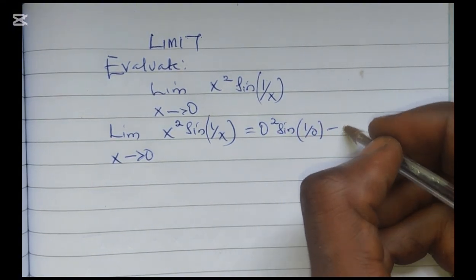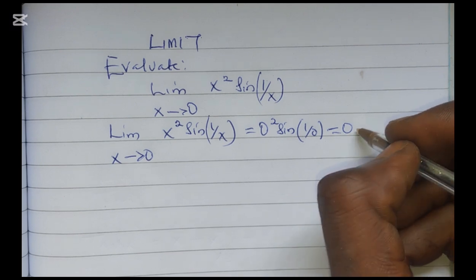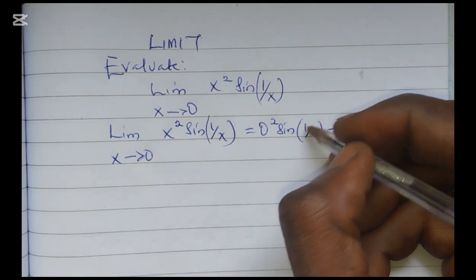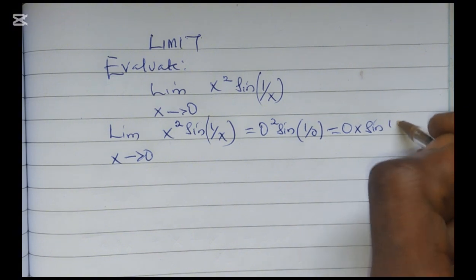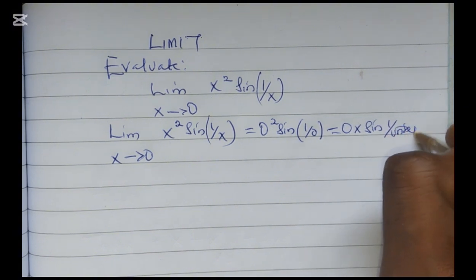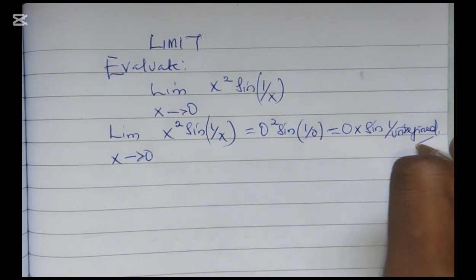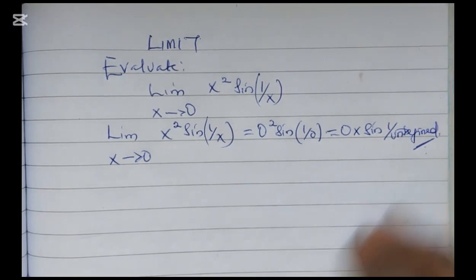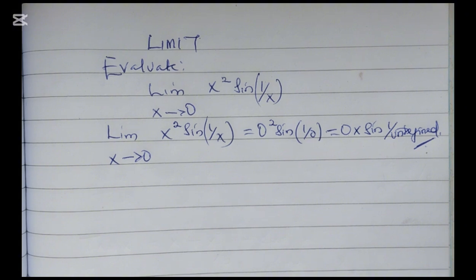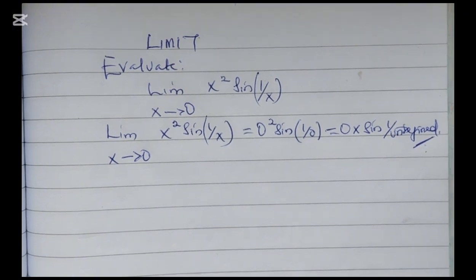So we know 0 squared is 0. Multiplying by this will give us undefined. So we have sine 1 all over 0, which is undefined here. So this point is undefined. So what do we do at this point? To make our life easier, we use what we call the Squeeze Theorem.